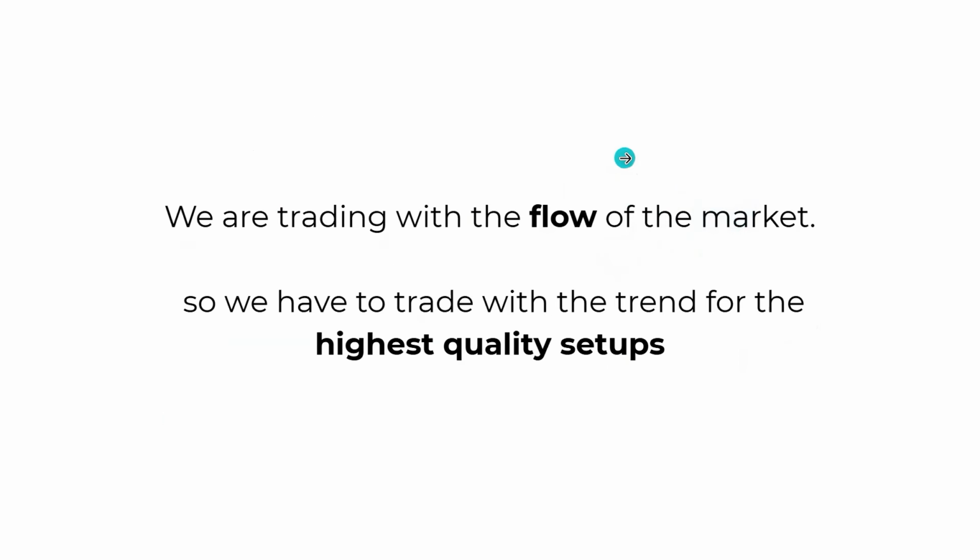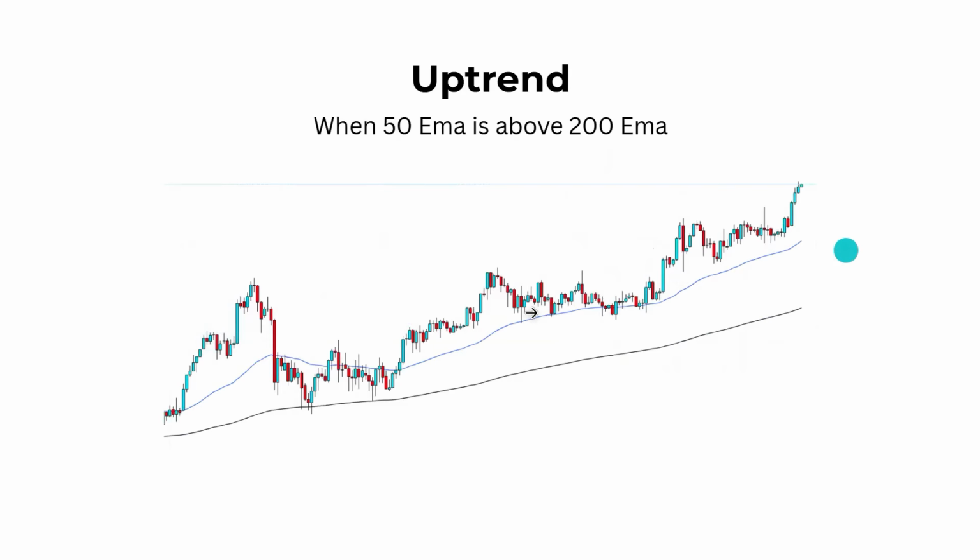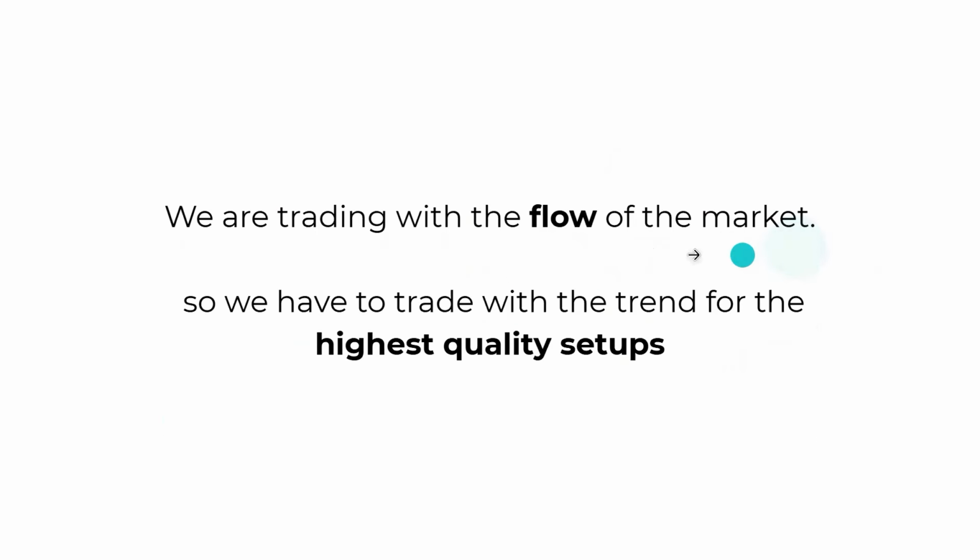What we're doing here is identifying the flow of the market and trading with the flow of the market. Just imagine a river flowing in a direction. We're not trying to go against the current of the river. Like boats, we're going to go in line with the flow of the current. So if the market is trading to the downside, we're going to be trading down. If the market is going to trade to the upside, we're going to be trading to the upside. We have to trade with the trend for the highest quality setups.